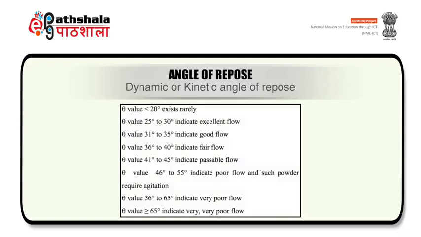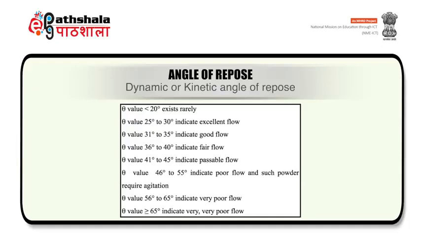Now we discuss the importance of the value of theta in terms of flow behavior. Theta value less than 20 exists rarely. Theta value from 25 to 30 indicates excellent flow properties. Theta value between 31 to 35 indicates good flow. Theta value from 36 to 40 indicates fair flow behavior. Theta values from 41 to 45 degrees indicate passable flow.